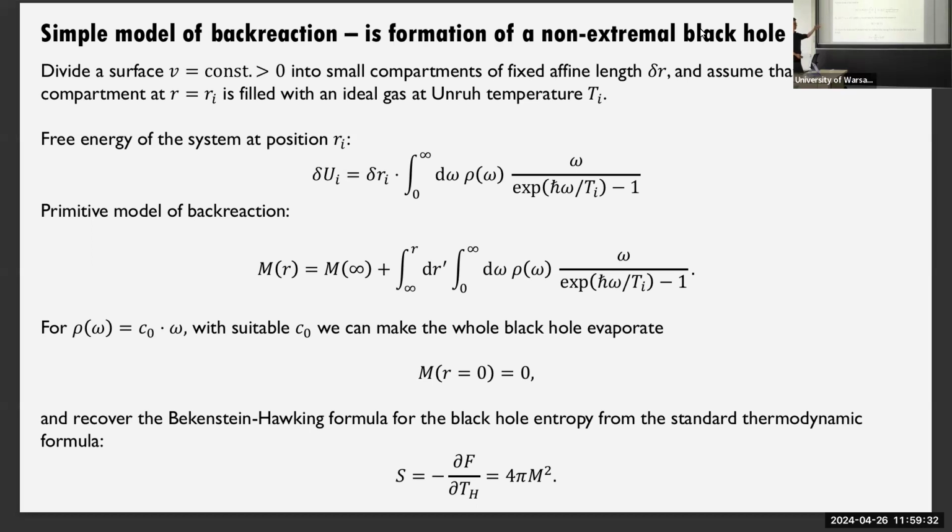I get the infinite number of Hawking quanta without the backreaction. With this simple model of backreaction, and specifying the density of states suitably, I can adjust all parameters so that I have some consistency equations for this M of R, and I can make the whole black hole evaporate with this model. So M of R is gone, but this cannot be, right?